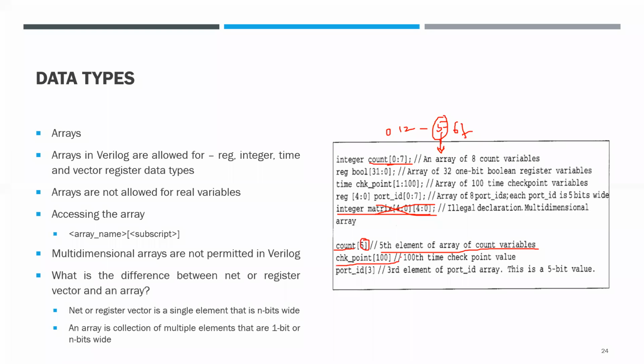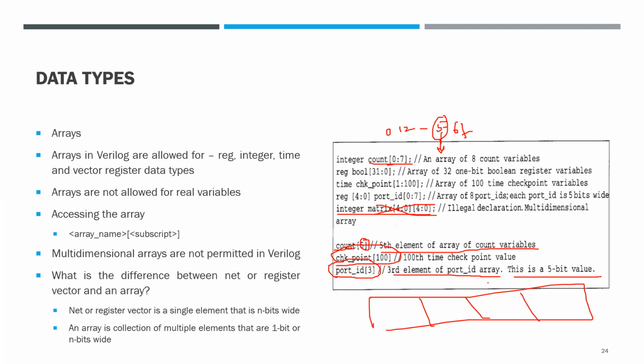So similarly, I can access any of these. Here you have port ID 3, the third element of the port ID array. This is a 5-bit value. So you'll be having multiple port IDs, and in that, the third one I am accessing. So this is how it is happening. This is for the vector data type, vector register data types. Okay. So this is what it means.